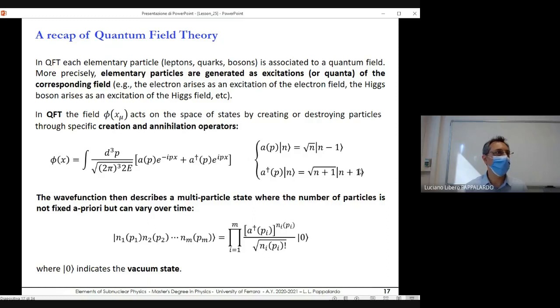And one can construct in this way a multi-particle state wave function, just by applying recursively the creation operator, starting from the vacuum state. So the vacuum state is zero, and then you apply your creation operator as many times as you need to create your multi-particle wave function. That in the most general case is the one you see here, where we have N1 particles with momentum P1, N2 particles with momentum P2, and Nn particles with momentum Pn. This is the most general way you can describe a physical state in quantum field theory. Okay? So applying recursively the creation operator starting from the vacuum state.